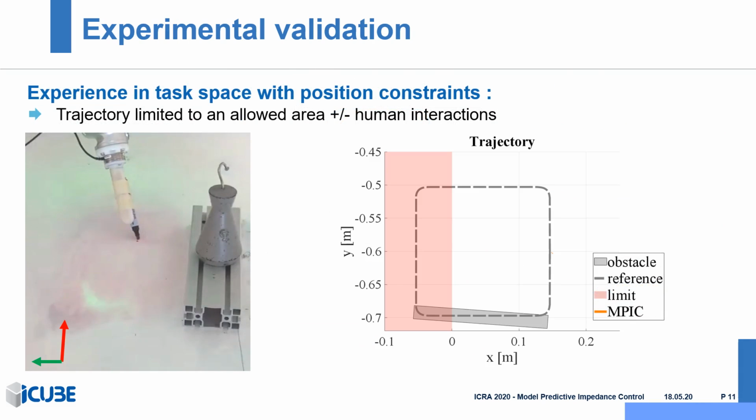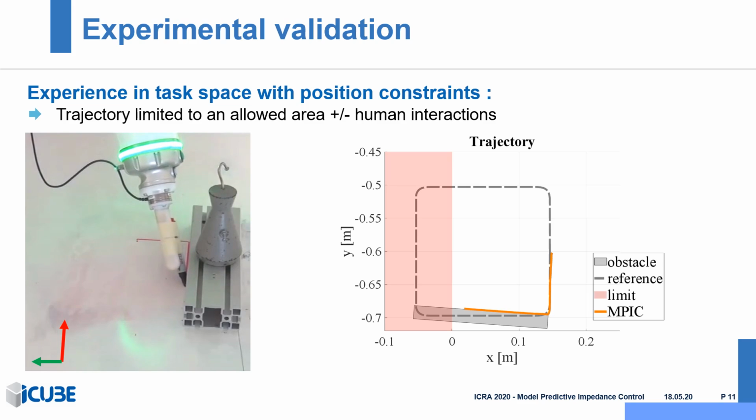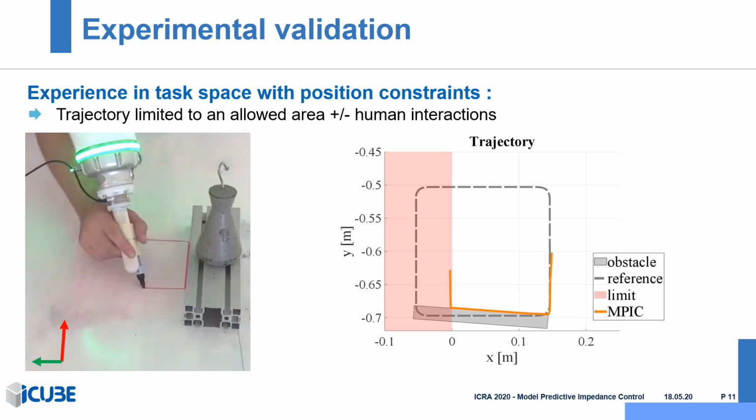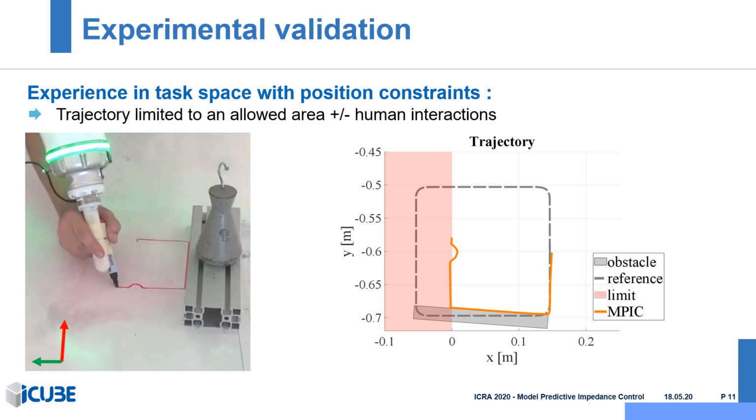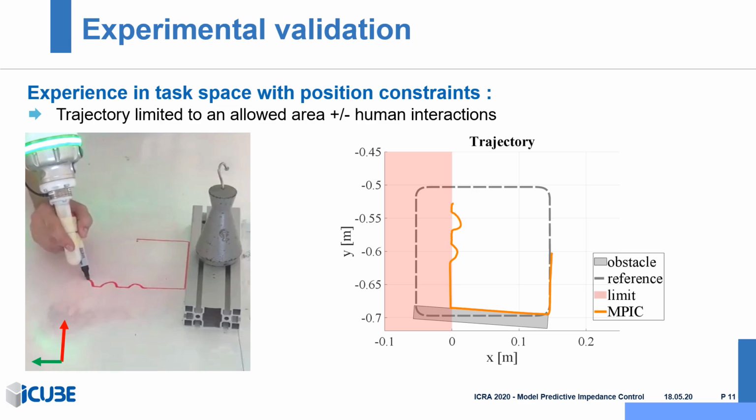In the last experiment, the constraints are added in order to restrict the allowed area of the end effector trajectory. In addition to the previous validation, interactions are not only due to the obstacle placed on the path, but also human-robot interactions. As we can see, the controller makes the end effector compliant to these interactions, but does not allow it to get outside of the restricted area, even if pushed against the boundary.